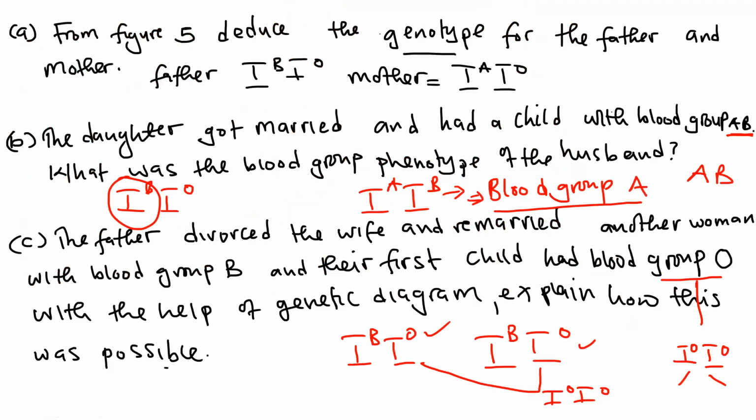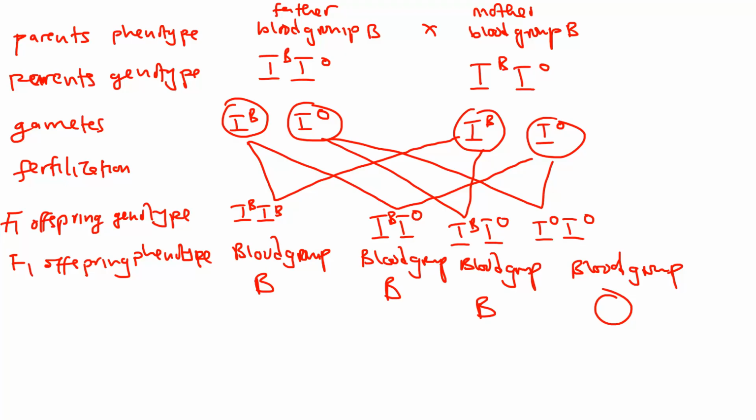how this was possible. The father divorced the wife and remarried another woman with blood group B, and their first child had blood group O. With the help of a genetic diagram, explain how this was possible. So after putting up the genetic diagram, we've seen this blood group O. Okay, so this is how it was possible. And just for putting up this, you have 5 marks. Okay, so that is what I wanted us to look at.